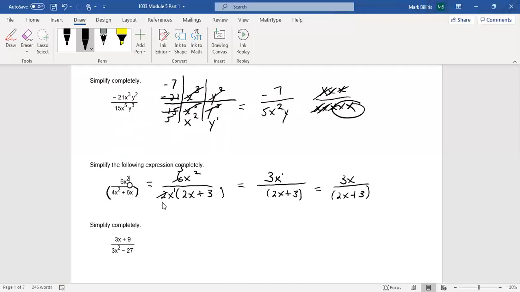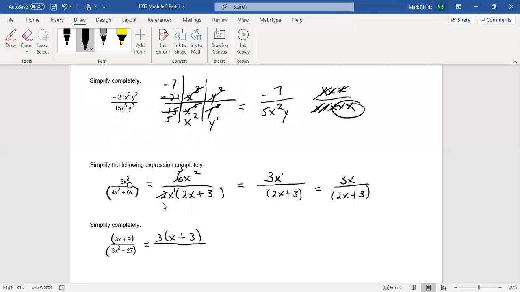Next example. Again, keep in mind that since I'm adding and subtracting, these terms make up a single factor together, so I cannot reduce individually. So my first step is going to be to factor. In the numerator, my greatest common factor is 3, and when I remove the 3, that leaves me 3 times the quantity x plus 3.